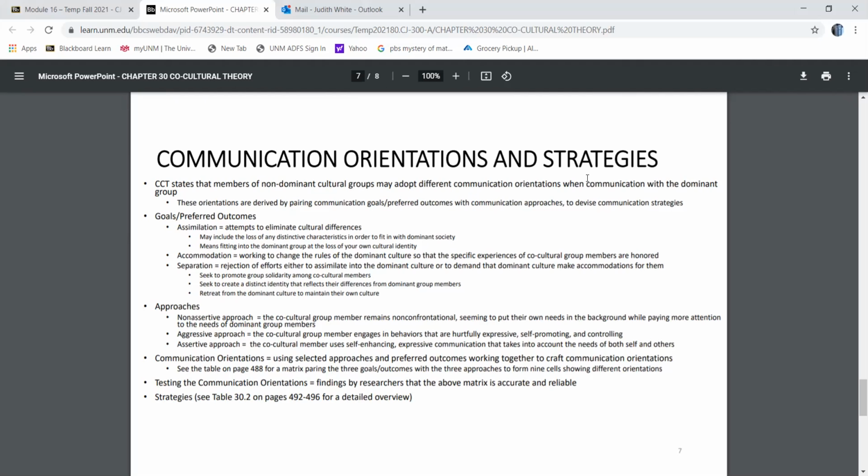There's a section on page 491 through 497, which talks about the strategies and the testing of these orientations. And it's very interesting. I'm not going to try to give you a whole lecture on that. You can read it if this is something that really interests you.